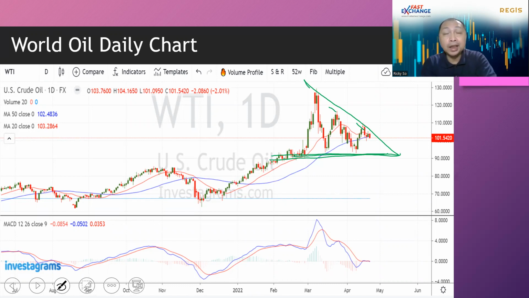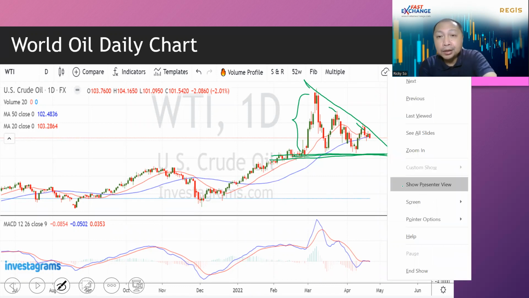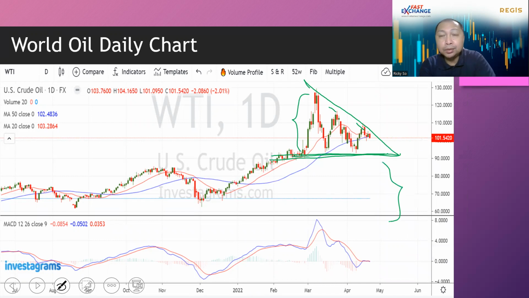In fact, it can be measured how far it can go lower based on the base of the triangle, which is from 130 to about 95, let's say. So that is $35. So if the support is broken, we would expect it to go back to about the 60-ish level. So hopefully that happens within the year, and very soon.